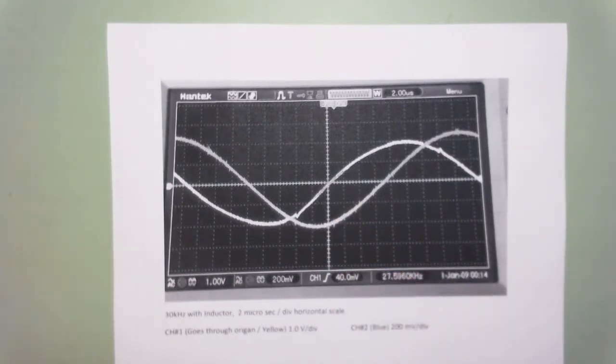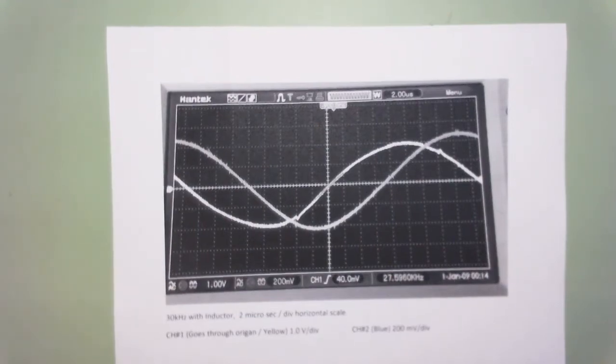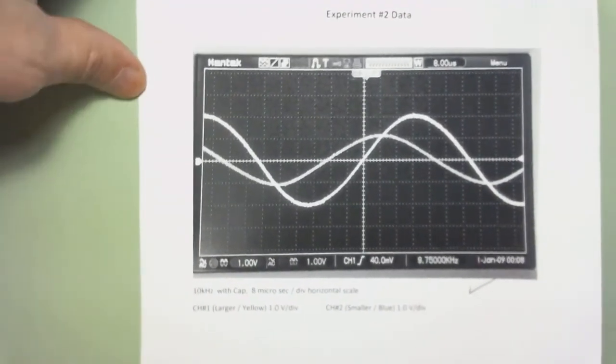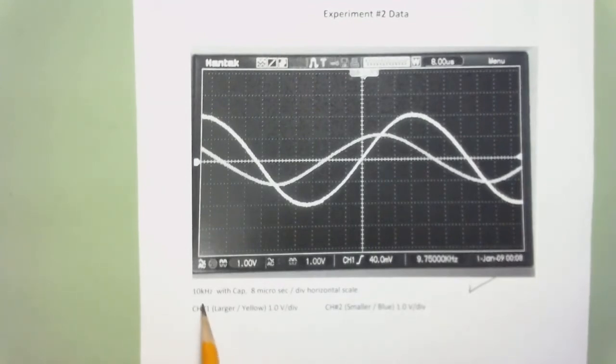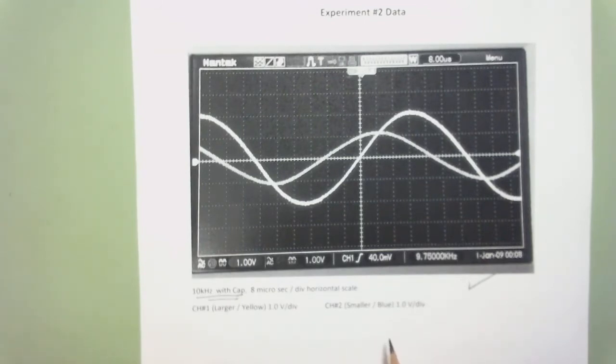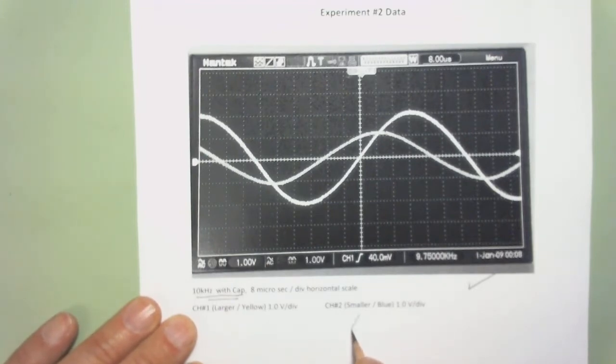So with that, let's see if we can go back to this first case here, right here, and get the information that we need from this. So we'll start with the capacitor and 10 kilohertz, and see if we can get the information that we need from that. So get my notes here. Now let's see. I think we'll start here at channel 2.